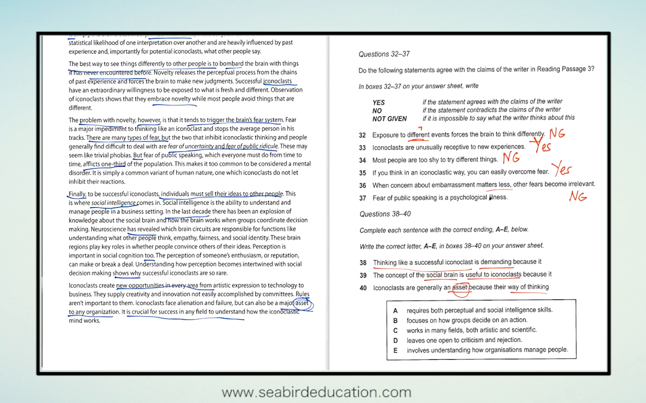Fear of public speaking is a psychological illness. Is not. It is too common a variant. No. Oh, where is it? Too common to be considered a mental disorder. So this is no. Right. Thinking like a successful iconoclast is demanding because it leaves one open to criticism and rejection. I think that's right. A major impediment to thinking like an iconoclast that stops the average person. Two that inhibit are things people generally find difficult: fear of uncertainty and fear of public ridicule.